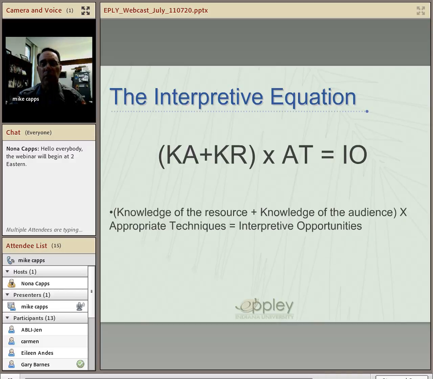The Ka plus Kr times At equals IO just means knowledge of the audience plus knowledge of the resource times appropriate techniques equals interpretive opportunities. And that's really what we're going for here, are interpretive opportunities. Again, we're not looking to do interpretation to people, but to provide these opportunities.